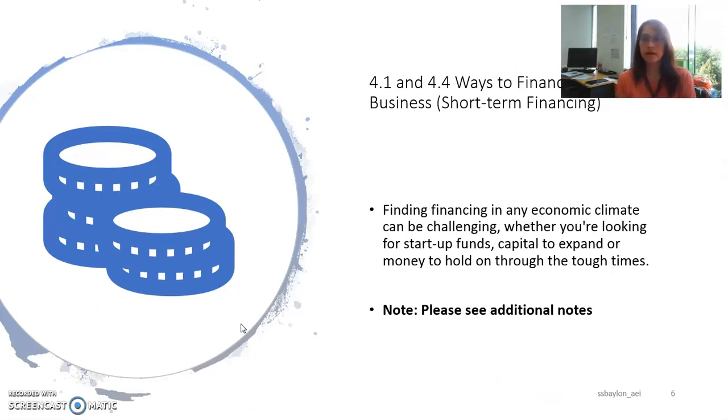Now, we have 4 ranges here in the CLO. We will be combining 4.1 and 4.4. It says there, ways to finance your business. When we're talking here of financing, for the meantime, we look into one part of financing, which is your short-term financing. Finding financing in any economic climate can be challenging, whether you're looking for startup funds, capital to expand, or money to hold on through the tough times.